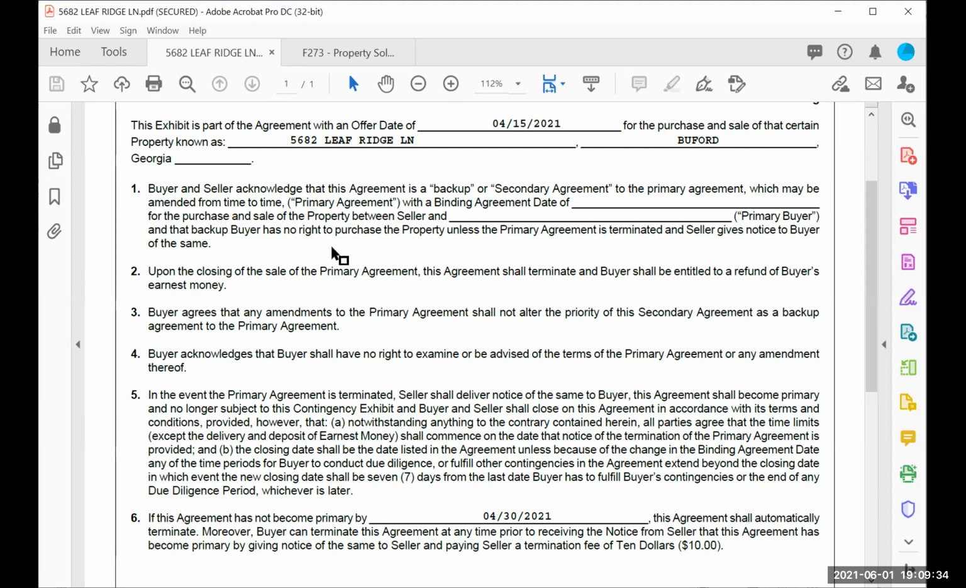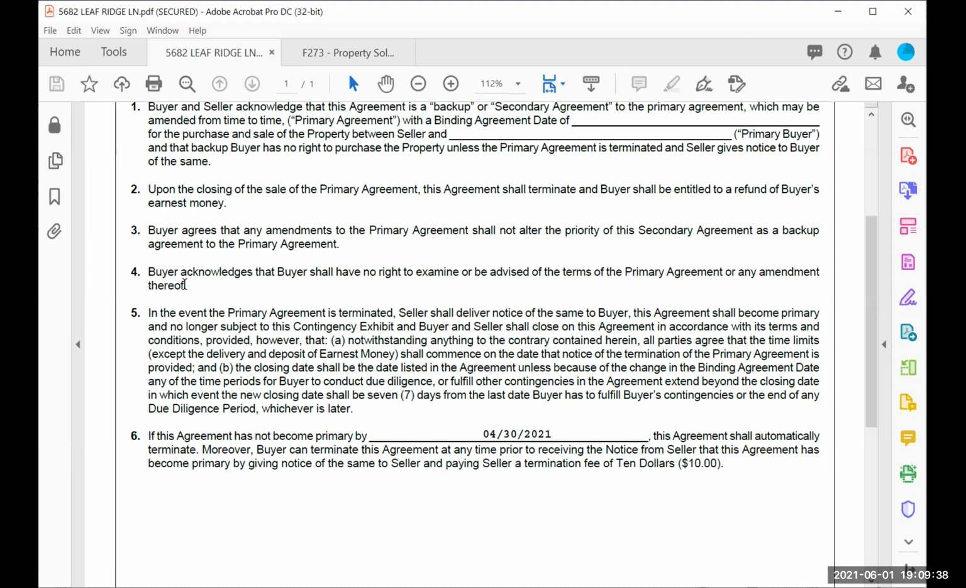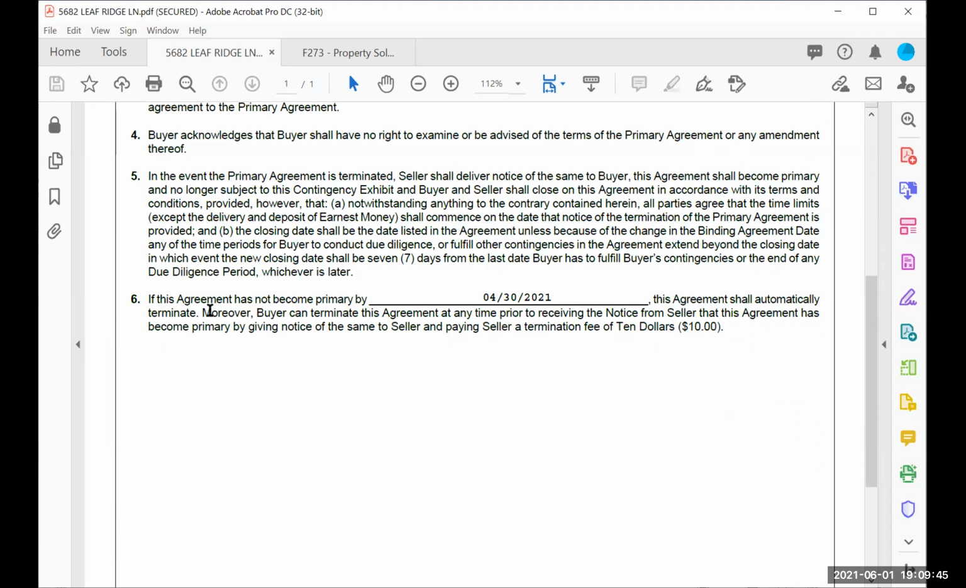This terminates. If they close the primary agreement, you terminate. Buyer has no right to examine or be advised of the terms of the primary agreement. Here's your deadline. If this agreement has not become primary by then, it's automatically terminated. So that protects your buyer as well. I like to send this over up front because I want to get that commitment right away. And you just come up with that day? That's on me to come up with? Yes, that's a negotiable term.